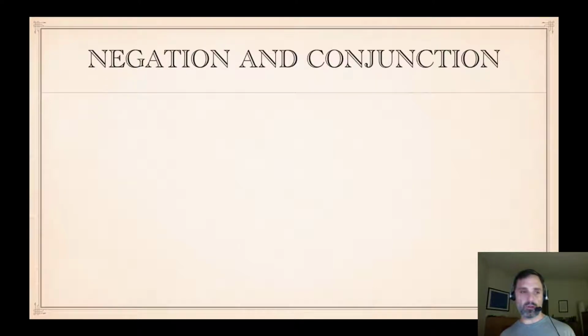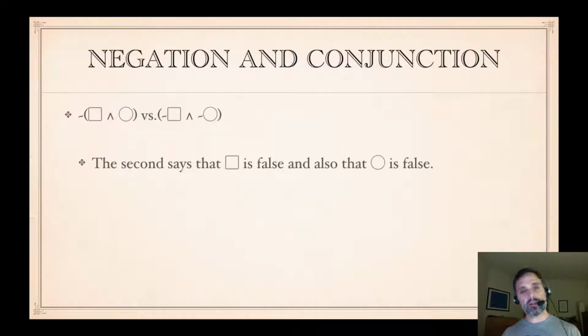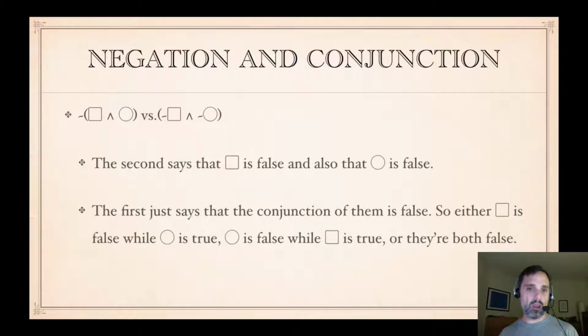So I'm going to take this opportunity to talk about the scope of negations, both with conjunction and with disjunction. Let's consider these two sentences: not square and circle versus not square and not circle. The second says that square is false, and also that circle is false, because it's a conjunction, and so it says both of its conjuncts are true: not square is true, and not circle is true. The first just says that the conjunction of them is false.